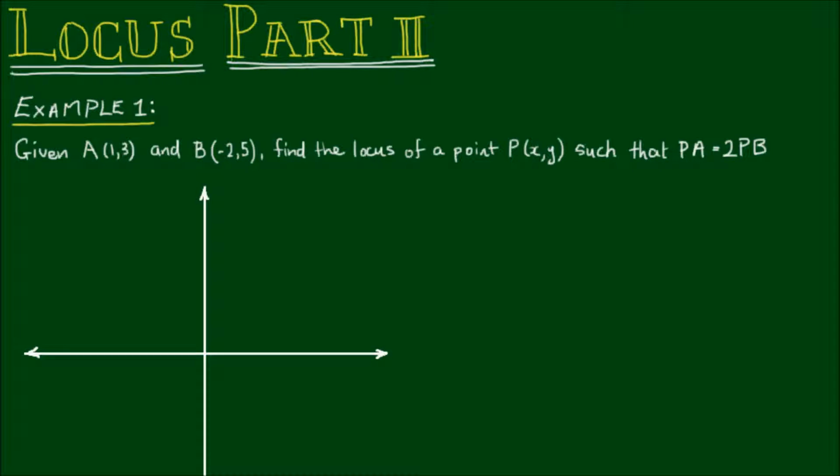Okay, let's do one more video on Locus, as this will give us a good foundation into the next topic, which is conic sections. So the first example: given a point A with coordinates (1, 3) and a point B with coordinates (-2, 5), find the locus of a point P(x, y) such that the distance PA is equal to twice the distance of PB.